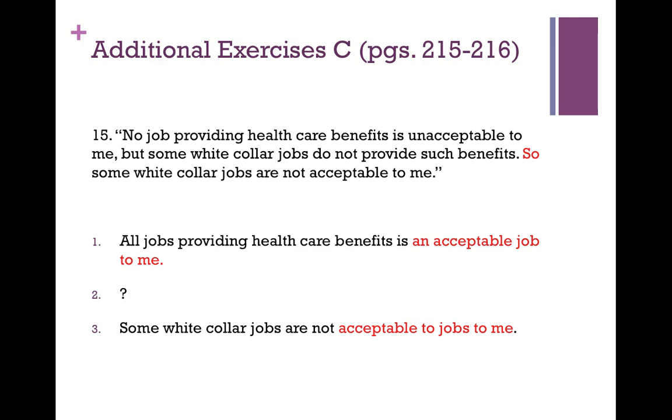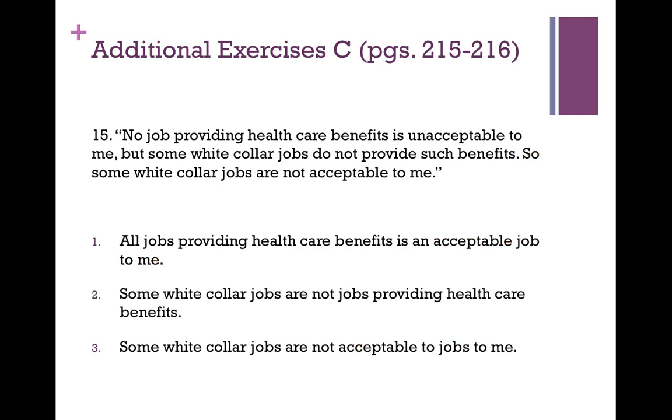So lastly, we need to find the minor premise, and the minor premise is going to be some white-collar jobs are not jobs providing health care benefits. Now that we have this figured out, this argument is in standard form, barring some of my little typos. We need to figure out what the mood and figure are. The mood and figure of this is going to be A, O, and then what is the figure? Well, we've got to locate the middle term, jobs providing health care benefits. That is going to be 1, A-O-O-1. So let's diagram this argument and see whether or not it is a valid argument.